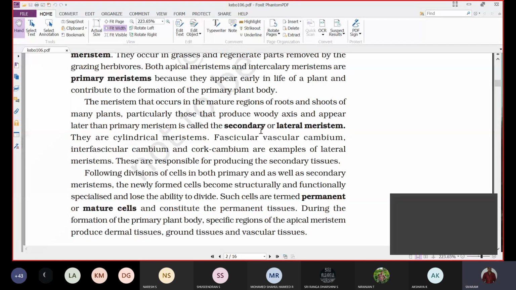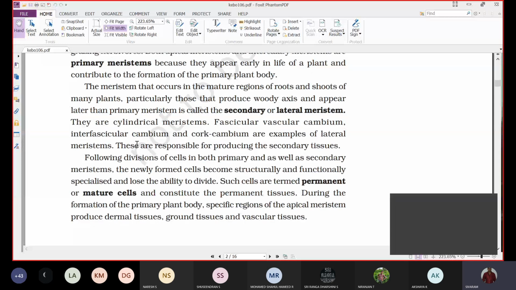It is responsible for the increase in the width of the stem or root, not in length, but in width. That means the thickness of the stem is increased because of this lateral meristem. So that's why they are cylindrical meristems. Cylindrical means in a circular manner, because they are increasing the thickness.